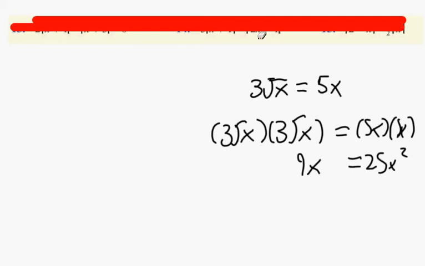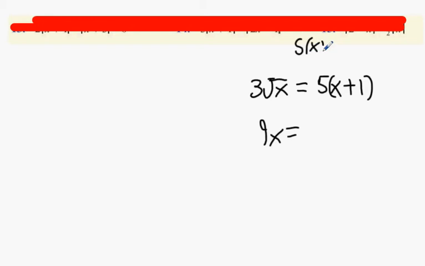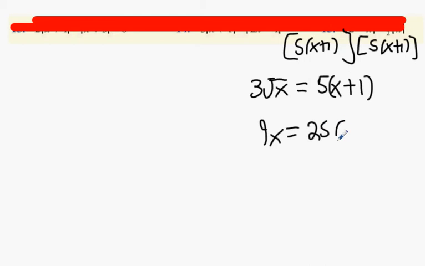No worries. Right. Let's make that one step harder again. 5 times x plus 1. Still 9x on the left. What happens on the right? It's technically 5 times x plus 1 multiplied by 5 times x plus 1. 5 times 5, and then it's x plus 1 squared.